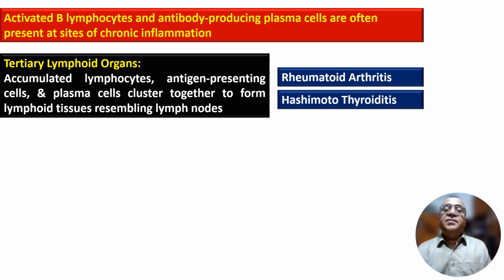So in many of the conditions there is presence of clusters of lymphocytes, antigen presenting cells, and plasma cells like in a lymph node. They resemble a lymph node, and hence they are termed tertiary lymphoid organs. These structures are usually seen in rheumatoid arthritis, in the synovium, and in Hashimoto thyroiditis.